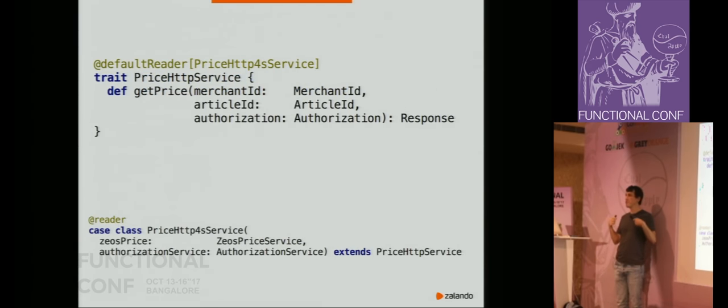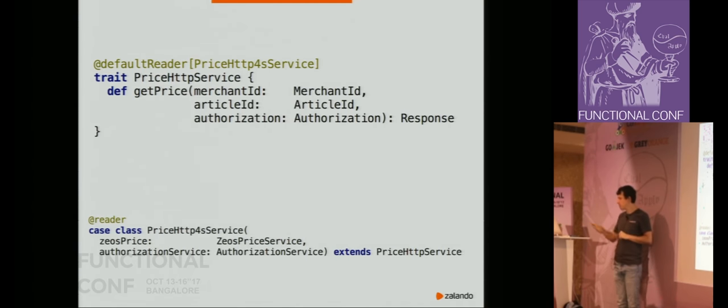Because if you define a reader on an interface, when you create a reader, you need to create a concrete instance. So in that case, you cannot use the reader annotation that I showed before, because for a given interface, you need to specify at least one concrete implementation. So in that case, you can use this default reader annotation where you specify that by default, when you try to create a price service from the configuration, you will use this concrete implementation.